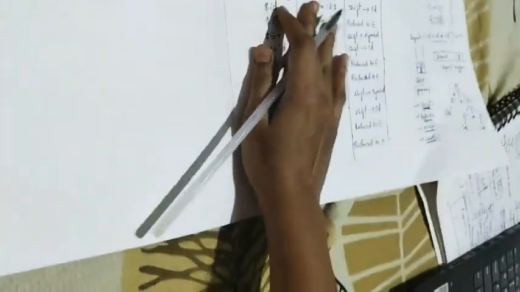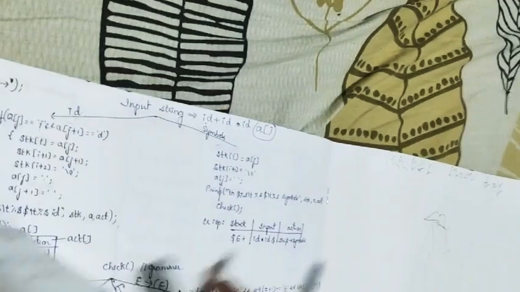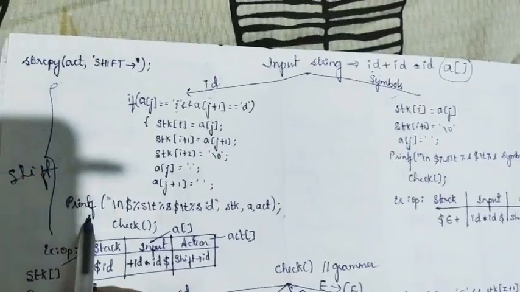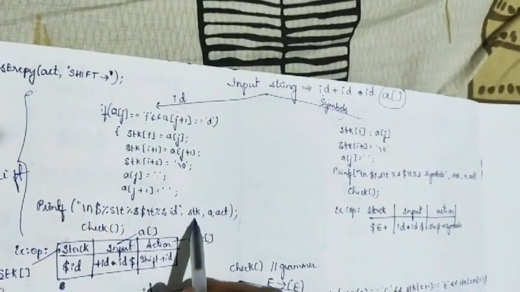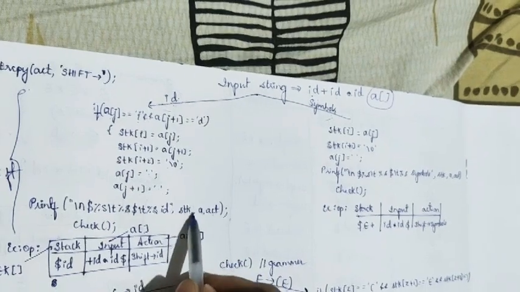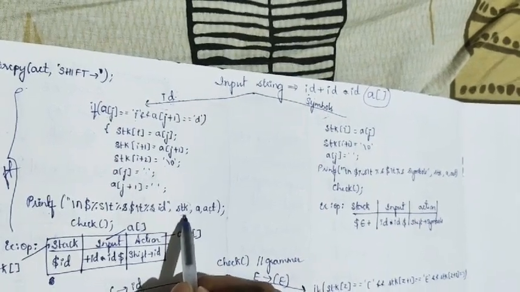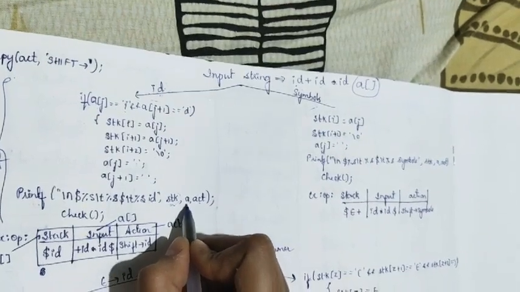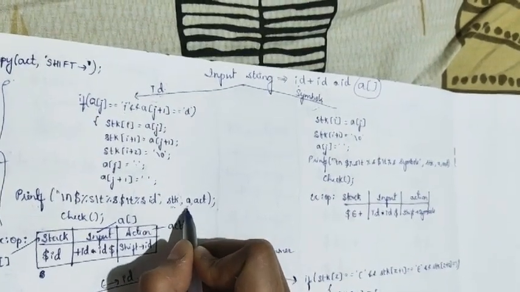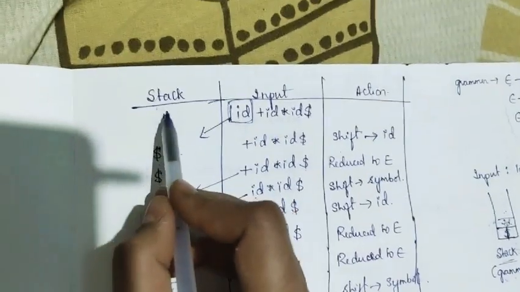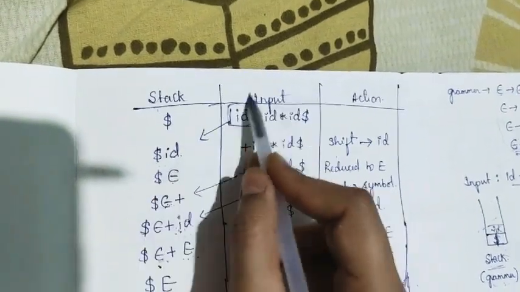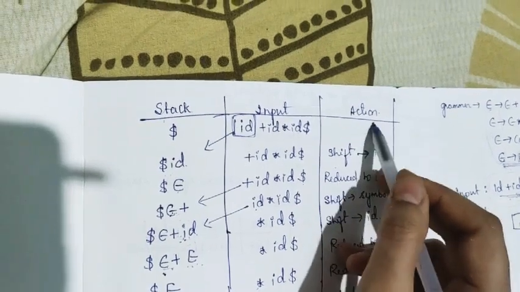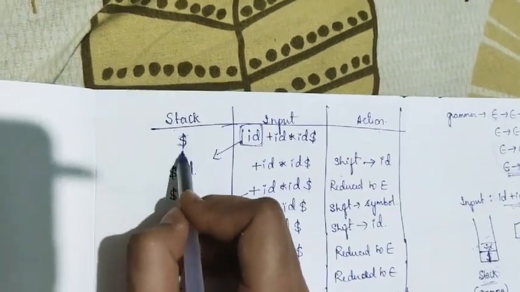That is, this table has to be shown. For this table, we are using this printf here. In printf, we are printing three things. One is the stack, that is, what we have pushed onto the stack. A is nothing but the input string, so the second is the input string, and the third is the action we have taken. So you can see one is the stack, one is the input string, and one more is the action.